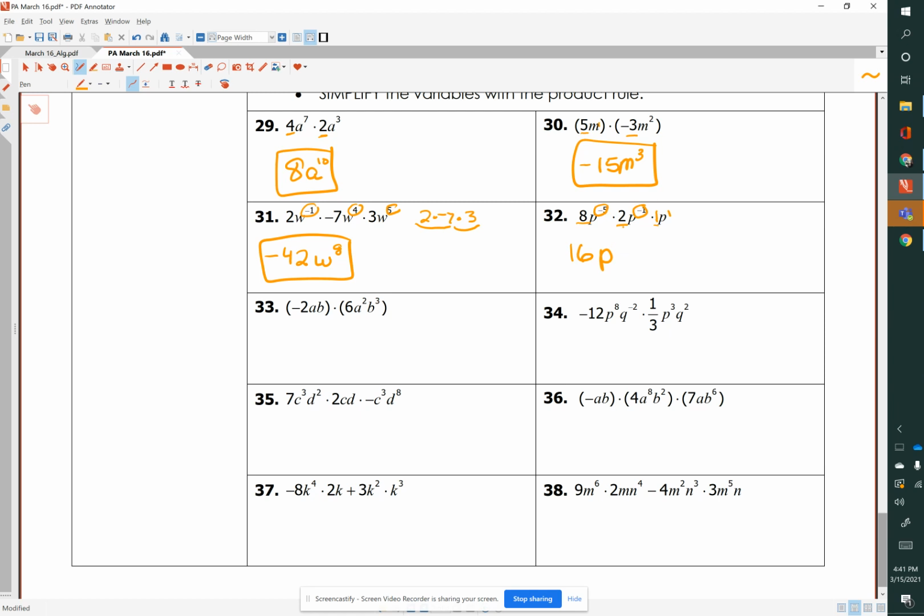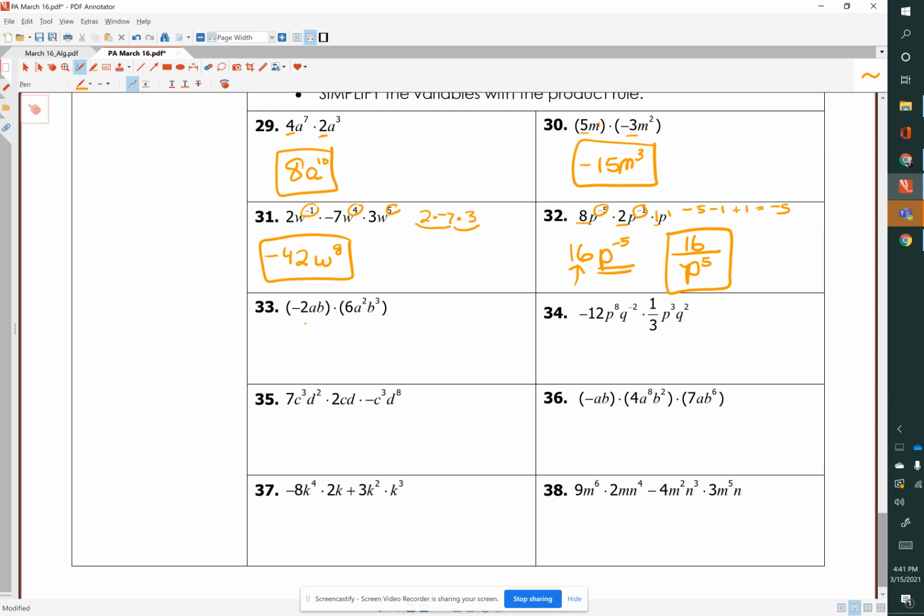So, oops, I know what I did wrong. I added wrong. Let's try this again. Negative 5 minus 1 plus 1 equals negative 5. Okay, p to the negative fifth power. So what happens? This goes in the denominator, 16 goes in the numerator, 16 over p to the fifth.